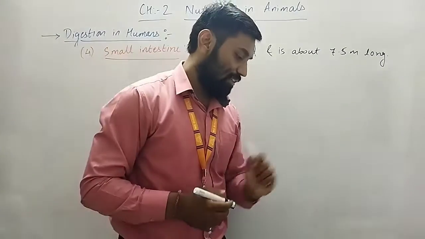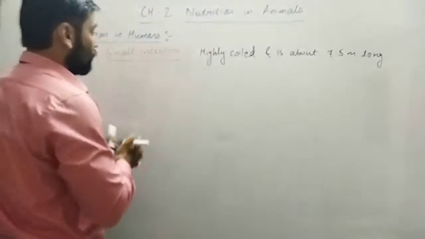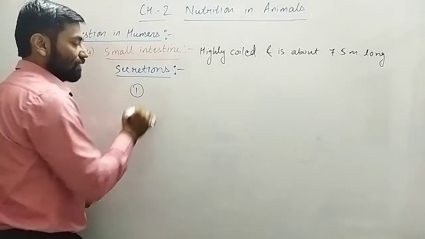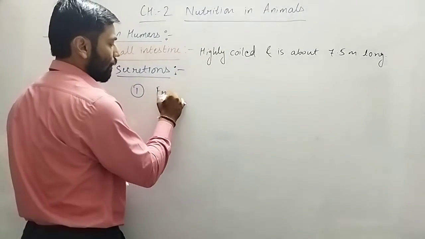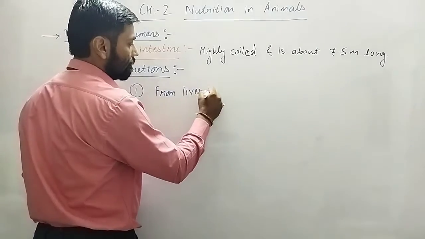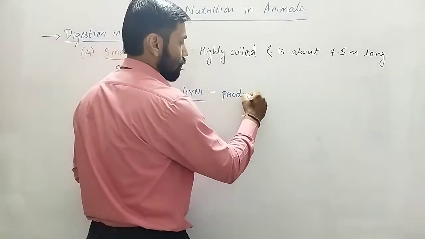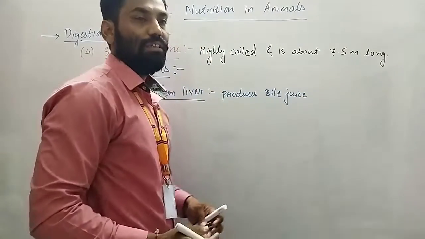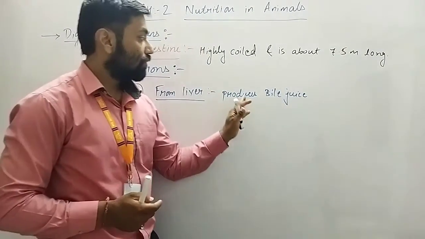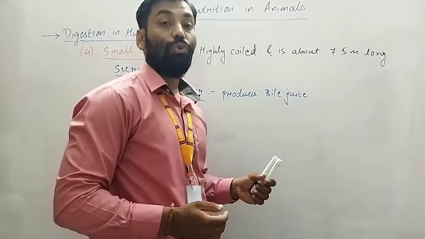In the small intestine we have seen what it receives. There are also many secretions that take place. So what all secretions take place? The very first secretion is from the liver. So liver, what does it do? It produces bile juice, right? As it produces bile juice, where does it get stored? It gets stored in the gallbladder.